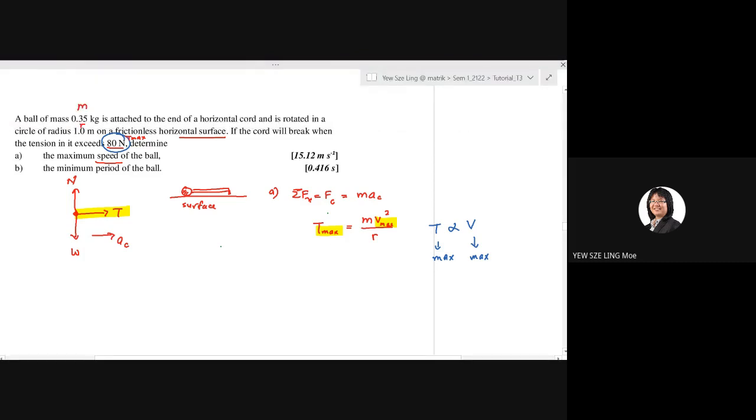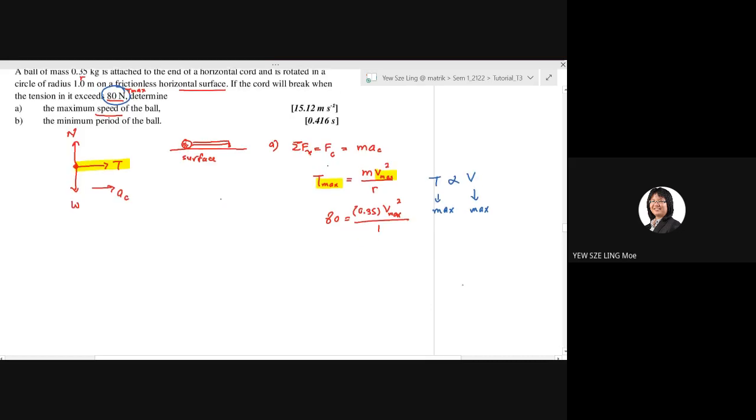So T max is equal to m v max squared over r. So 80 equals 0.35 times v max squared divided by r. Your r is 1 meter. Now what next? Rearrange the equation and you will obtain v max equals 15.12 meter per second.